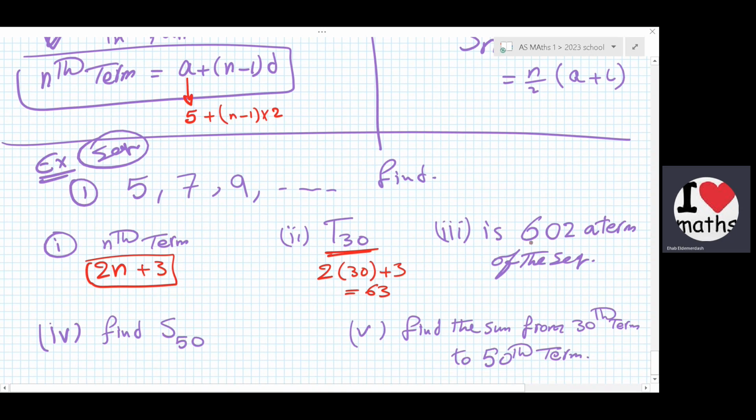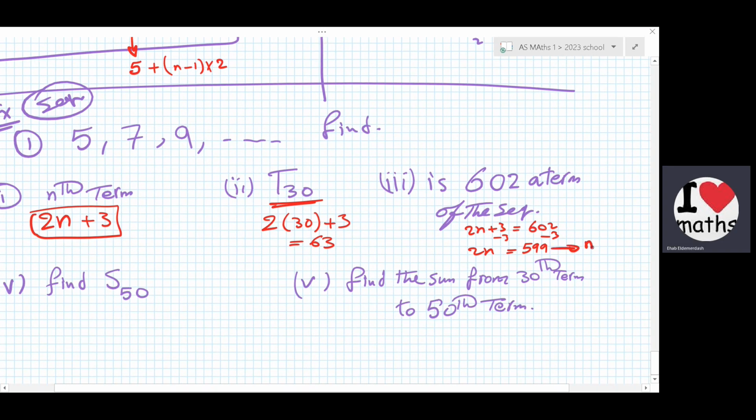Okay, the next question: is 602 a term? I don't know. Is it a term or not? How to identify if it is a term or not? I have to equate it with 2n plus 3, right? So here 2n plus 3, I have to equate it with 602. Minus 3 from both sides, so 2n equals 599. If I divide by 2, here the n will be 299.5, which doesn't belong to Z positive, so it is not a term.